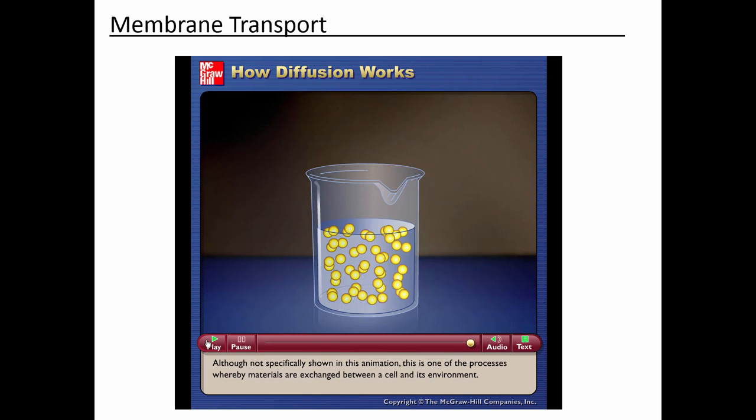So in diffusion, the substance is moving down its concentration gradient. Remember, we talked about the concentration gradient last week simply being a difference in concentration between two areas. And if something moves down a concentration gradient, it's going from where its concentration is high to where its concentration is low. So that's what's happening in diffusion.